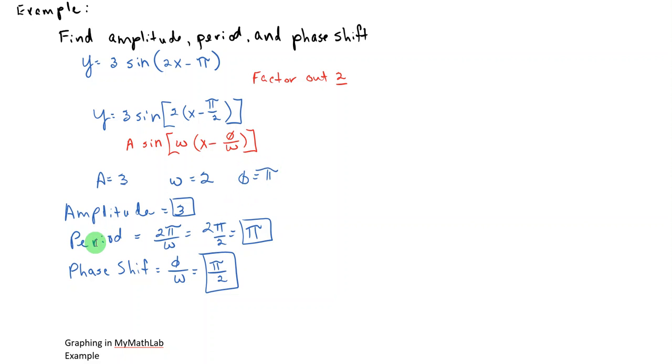And so we have to do 2 pi over W. So 2 pi over 2 that we factored out. So our period is pi. The phase shift is phi over W. So we divided the 2 out. Remember, when we divided 2 out, it became pi over 2. So the phase shift is pi over 2. And inside here, if it's a minus, it's going to go right. If it's a plus, it's going to go left.